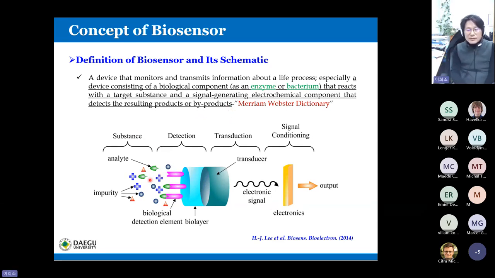So as you can see, the biosensor consists of detection, transduction, and signal processing parts. In the detection part, or detector, an analyte is bound to biological detection elements in the biolayer. The specific binding is translated into an electronic signal in the transduction part, or transducer. In particular, a biosensor can be classified by transducer type, such as electrochemical, optical, mechanical, and surface acoustic wave biosensors. Finally, we can estimate quantitative binding events in the signal processing part.